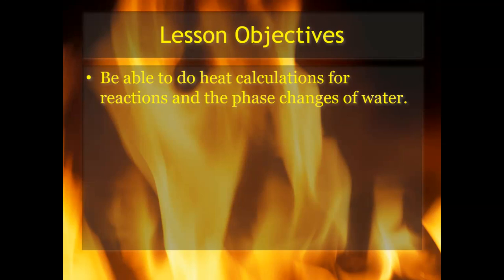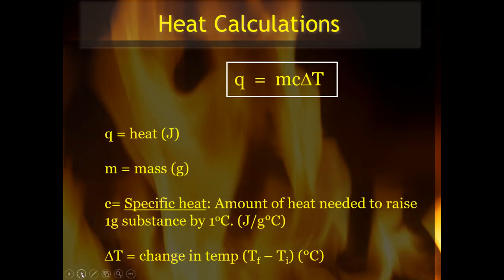Our objectives for today's lesson are to be able to do heat calculations for various chemical reactions and the phase changes of water. There are three main heat formulas that we're going to be looking at. Those can be found on page 3 of your reference table. Let's take a look at the first heat formula, and that is Q equals mc delta T.